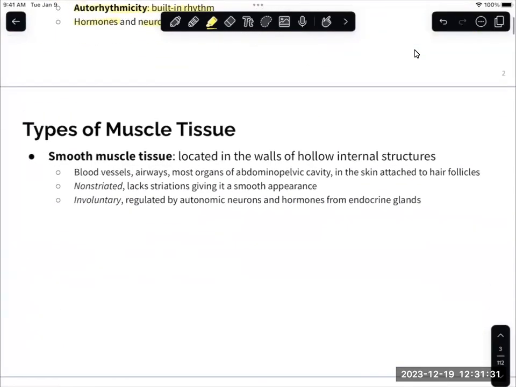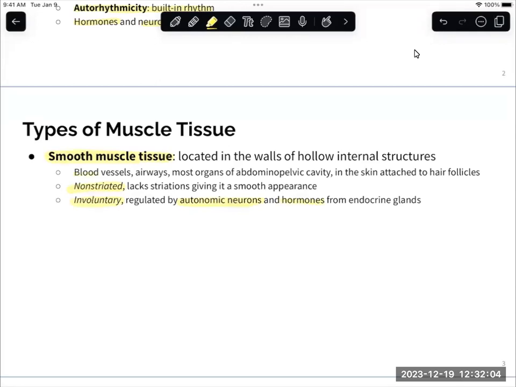The other type of muscle is that smooth muscle. We'll also look into smooth muscle and kind of how it works as well today. Smooth muscle, it is non-striated. That is what makes it smooth. It is involuntary. We can't control how fast something is moving through our system. It is regulated by those autonomic neurons. It's also regulated by hormones.